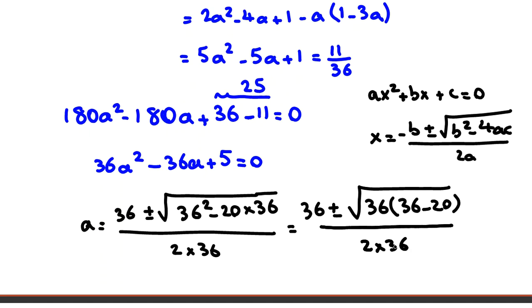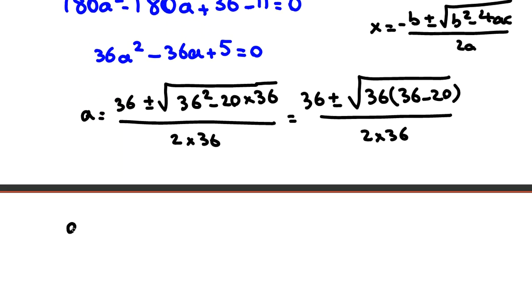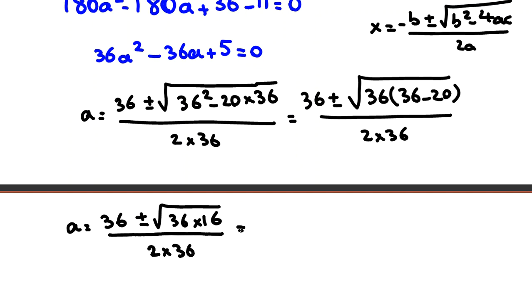Over 2 times 36. So we can say A equal to 36 plus minus square root of 36 minus 20, which is 16, over 2 times 36. Now it will be 36 plus minus the square root of 36, which is 6, and the square root of 16 is 4. Because we have multiplication, you can take them outside the square root separately, over 2 times 36.